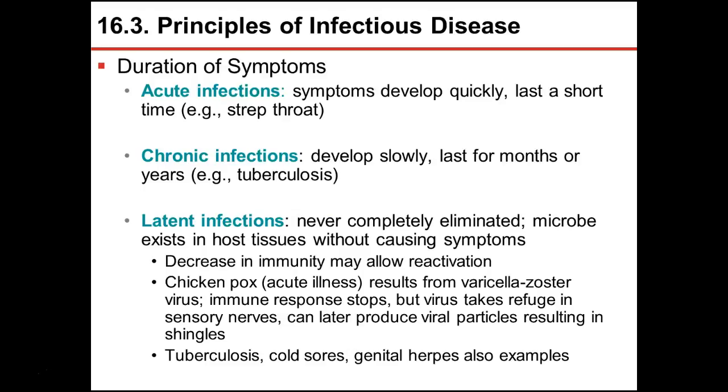So the symptoms of the disease are going to show up as acute, chronic, or latent. In this case, acute means they develop quickly and last a short period of time. A cold, strep throat, flu, food poisoning, all these things are what we call acute. They're very fast onset, usually within a couple days of being infected, and then they're usually cleared by the immune system pretty quickly.